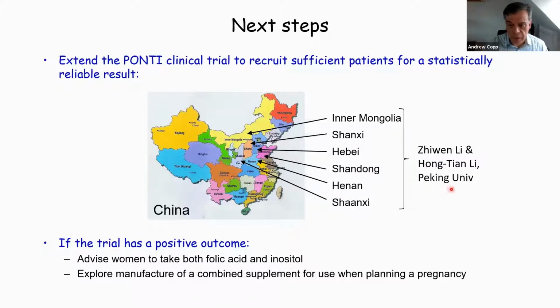And this group here have a lot of experience of doing clinical trials in pregnancy during this time in this region. The important thing is that in China, certainly in these provinces, there's pretty much 100% ascertainment of abnormalities during pregnancy. And so we can identify immediately all the women, and there are very large numbers of them, who have had neural tube defect pregnancies, and invite them to join the study. So if this trial should have a positive outcome, then obviously we would want to encourage folic acid and inositol usage. And of course, we need to explore the possibility of a combined supplement for the future.